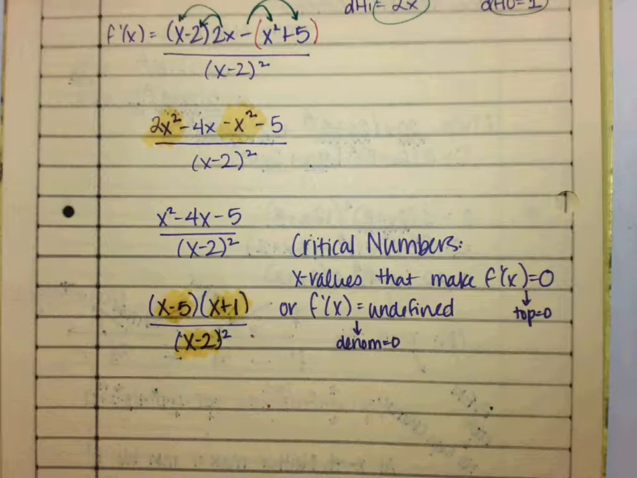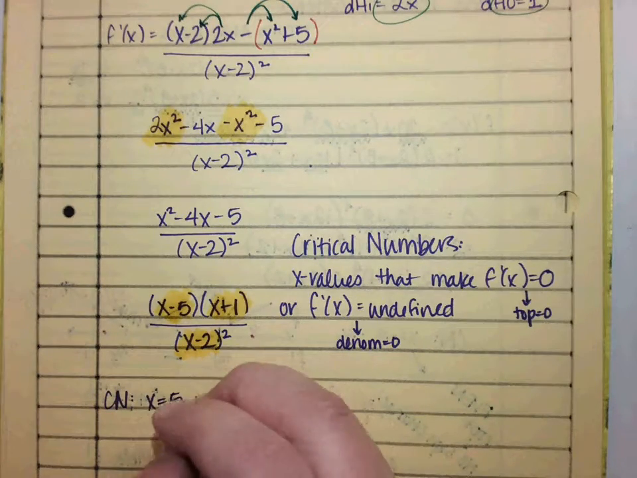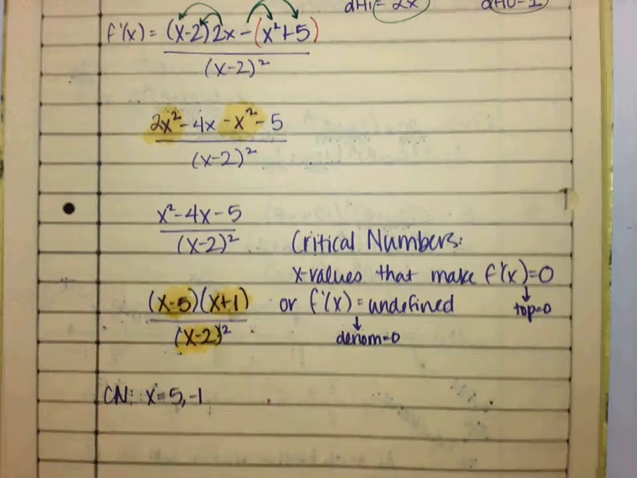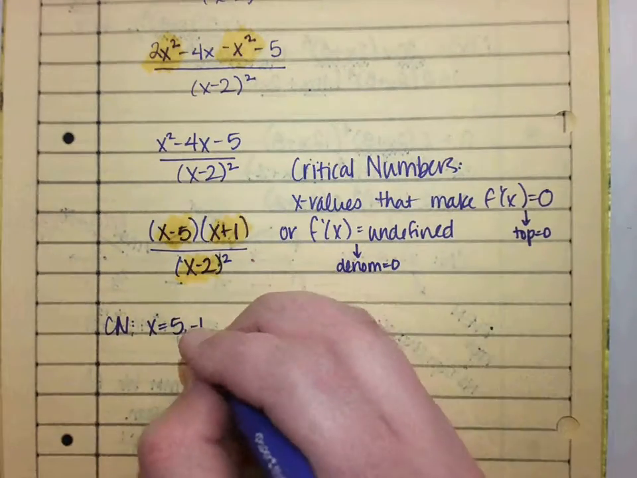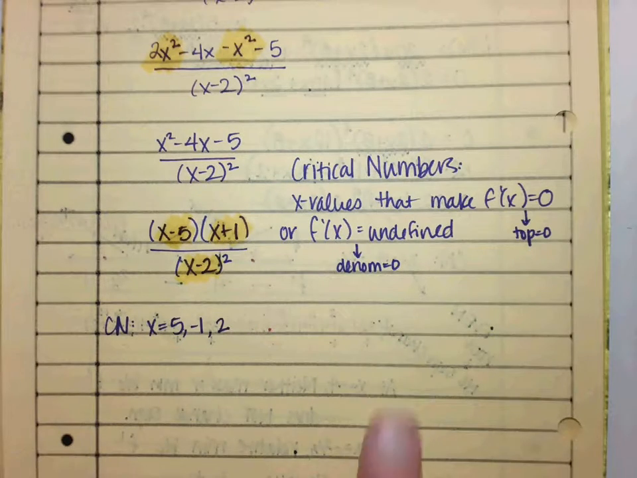So my critical numbers, I'm going to have 3. Okay, my first critical numbers are going to be x equals 5 and negative 1. Those are both from the top. And then my bottom critical number would be a 2, because if I plugged in a 2, I'd have 2 minus 2 on the bottom, which makes it undefined.